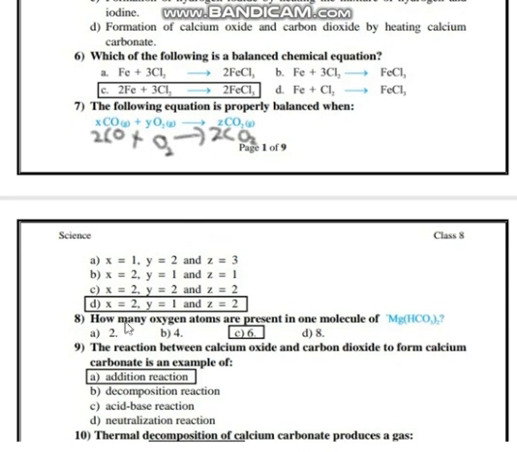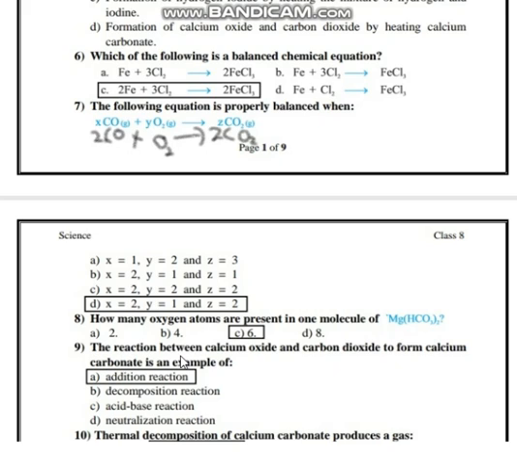Next is question number 8: how many oxygen atoms are present in one molecule of Mg(HCO3)2, that is magnesium bicarbonate? There are 6 oxygen atoms present. If we multiply the 2 outside the bracket with the subscript 3 present with the oxygen, it becomes 6. That means 6 oxygen atoms are present in magnesium bicarbonate.